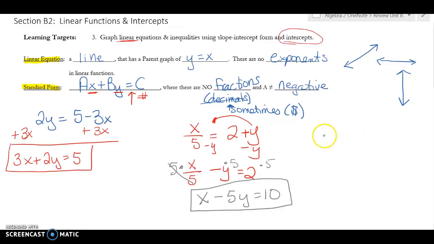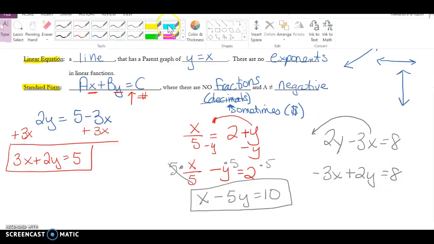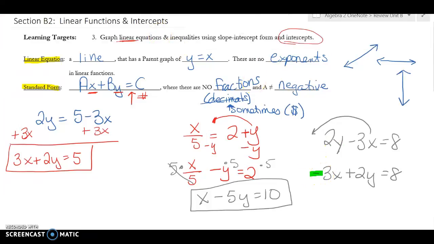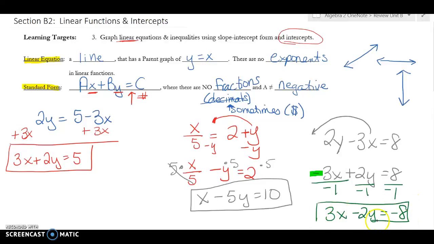Last example, if I have something like 2y minus 3x equals 8, all I have to do here is move this to the front. When I move it to the front, that's a positive 2y. But my issue is that I have a negative up here, and you can't have a negative. So I need to divide everything by negative 1, which really just changes the signs to a negative 2y and a negative 8. So now I'm at standard form. We'll work some with standard form, but you will have some problems where all you have to do is get it in standard form. So that's how you do those.